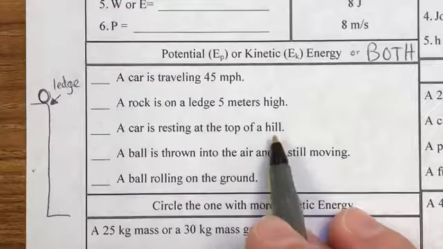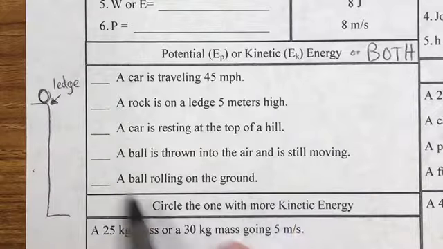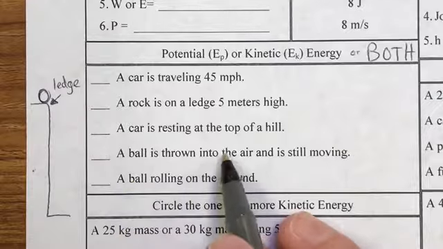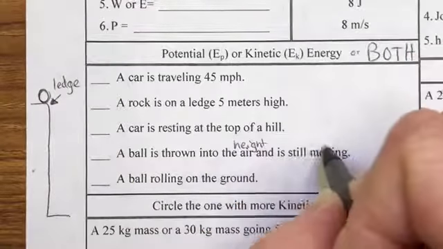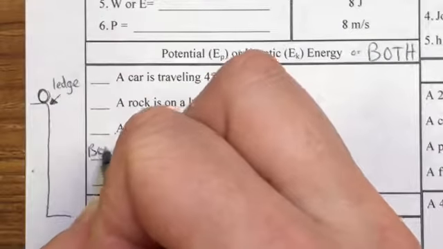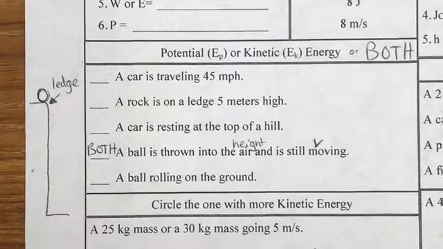A car is resting at the top of a hill, a ball thrown into the air and still moving, a ball rolling on the ground. Well, I'm going to give you a hint here. This one, a ball is thrown into the air. That tells me it's got height. And it's still moving, so it's got velocity. So if it's got both height and velocity, it has both kinetic and potential energy. All right.